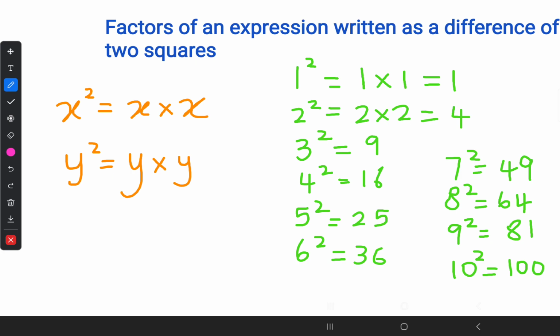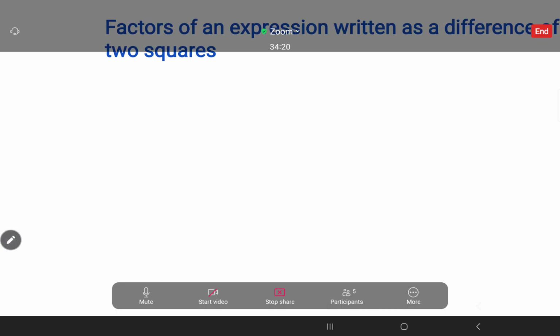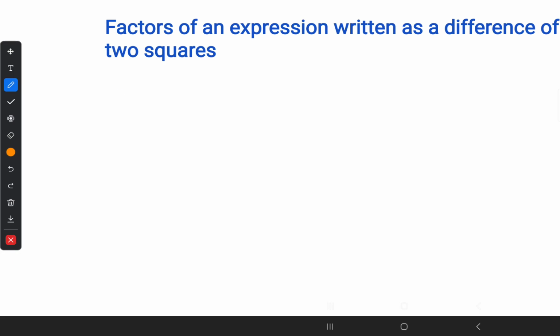difference of two squares. Factors of an expression written as a difference of two squares. There is a common form. I'll explain the common form thereafter. Let's do some questions. The common form is a square minus b square. When you have an expression like this, a square minus b square, look at it: this is a square value, and this is also a square value.